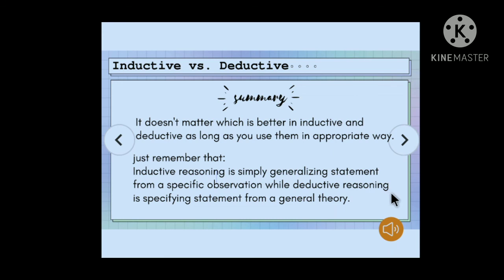For the summary and conclusion of the discussion of inductive versus deductive reasoning, it doesn't matter which is better, inductive or deductive, as long as you use them in an appropriate way. Just remember that inductive reasoning is simply generalizing a statement from a specific observation, while deductive reasoning is specifying a statement from a general theory. And that will end our discussion of inductive versus deductive. I hope that I didn't disappoint you with the conclusion that we arrived at.